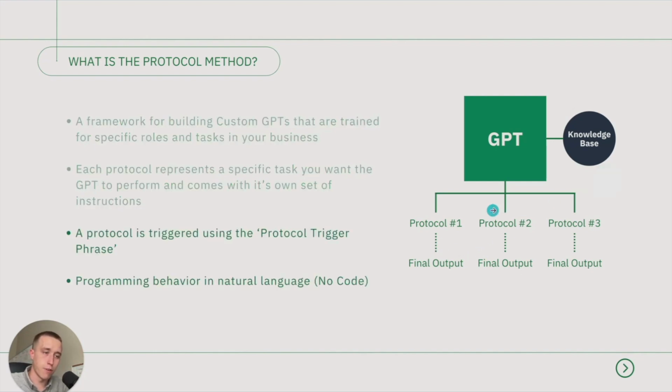So every protocol, in addition, is going to be triggered using the protocol trigger phrase. So the user will come to the GPT. Let's say the create content calendar protocol is one of the protocols that our GPT is trained to do. They will just say create content calendar protocol, and that will begin the process of the GPT going through and executing that task. So these protocol trigger phrases and the protocols in general are like we're programming the behavior of our custom GPT in natural language. There is absolutely no code required in this process. We are just being extremely clear in our instructions to the GPT on how we want it to do what we want it to do.